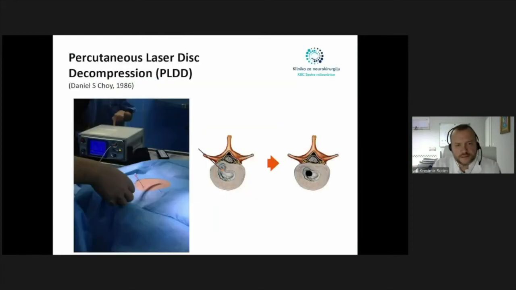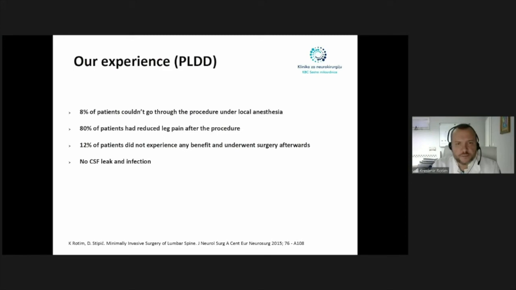Then we move to a little bit more invasive technique, and this is the PLDD, or percutaneous laser disc decompression, that was described by Choi in 1986. Our experience with that: let's say 8% of patients that we tried doing the PLDD could not go through the procedure under local anesthesia. It was too painful for them, or they developed some vegetative signs like vomiting or low blood pressure that disabled them from continuing the procedure. 12% did not experience any benefit after the intervention.